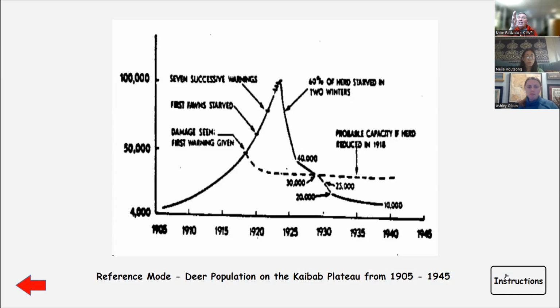You get a peak. The highest population ever is right before the collapse. 60% of the herd starved in 2 winters. And the probable carrying capacity, if the herd was reduced in 1918, was around something like 30,000. And of course, it dropped as low as 10,000.